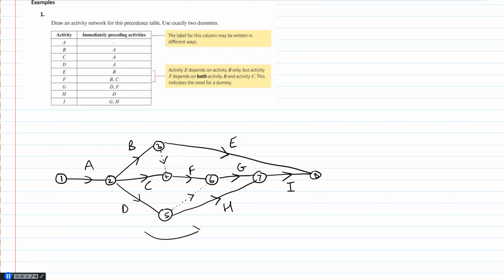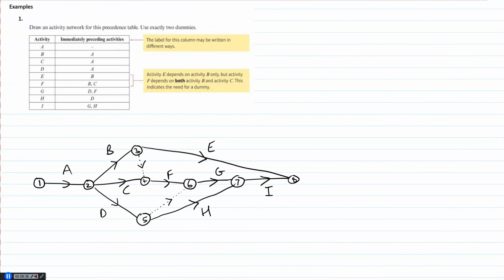H just requires D. So get the H done, and then if D is required for something else as well, we're using a dummy to get there. Same with B. E requires B, but if B is required for something else, I can use a dummy to get there. We always write the dummies with dotted lines. Okay, that's the first one.